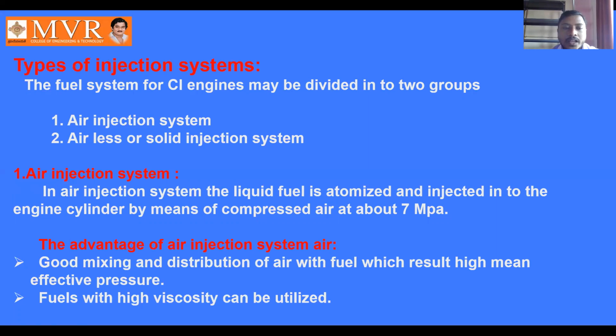Coming to the advantages of the air injection system, there is good mixing and distribution of air with fuel, which results in high mean effective pressure. The air enters the engine cylinder, and after some compression, by using the fuel injector, we pump or atomize the fuel into the engine cylinder.